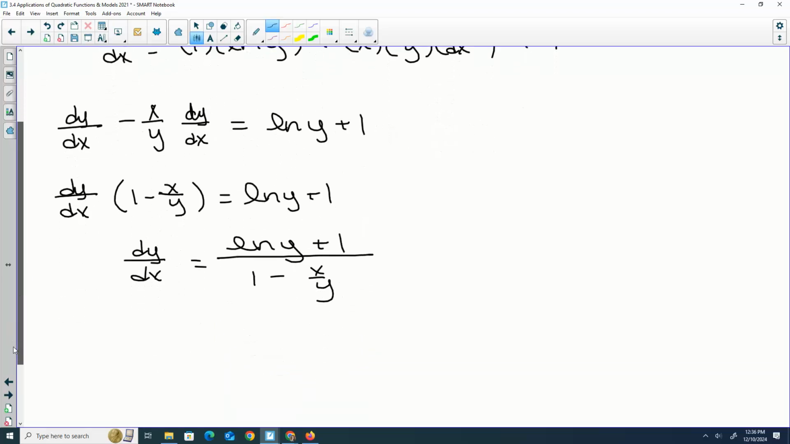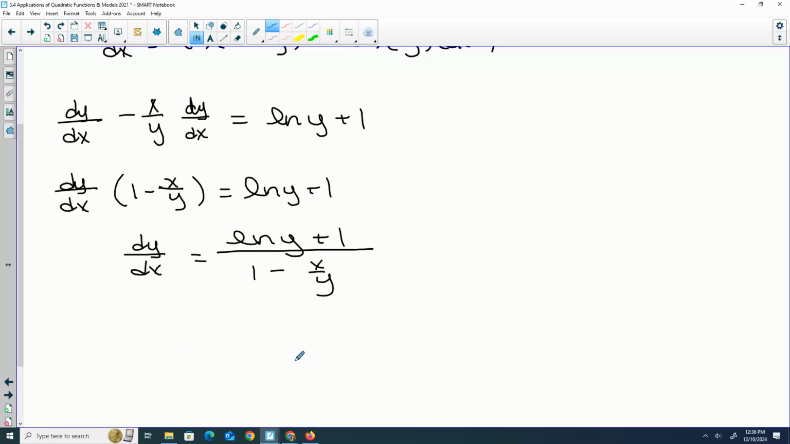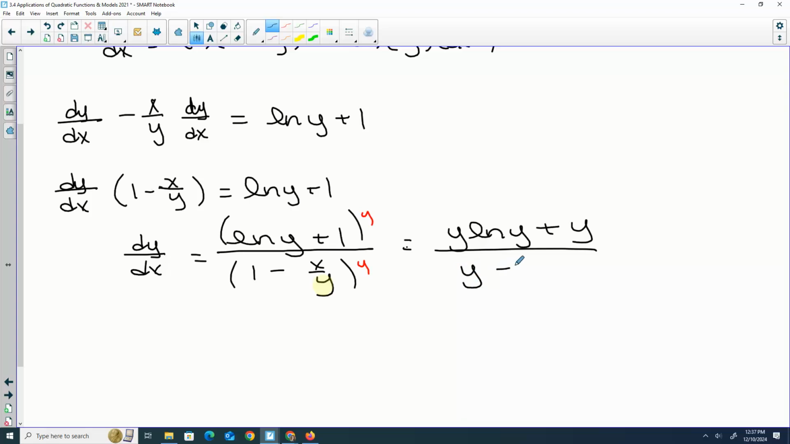Now, there are a few things that I've told you I want you to simplify at the end. One of them being we don't want to leave a fraction in a fraction. So to fix this, we look, we have a y in the second denominator. So I'm going to take everything times a y. If we do that, we get y natural log of y plus y over y minus x.